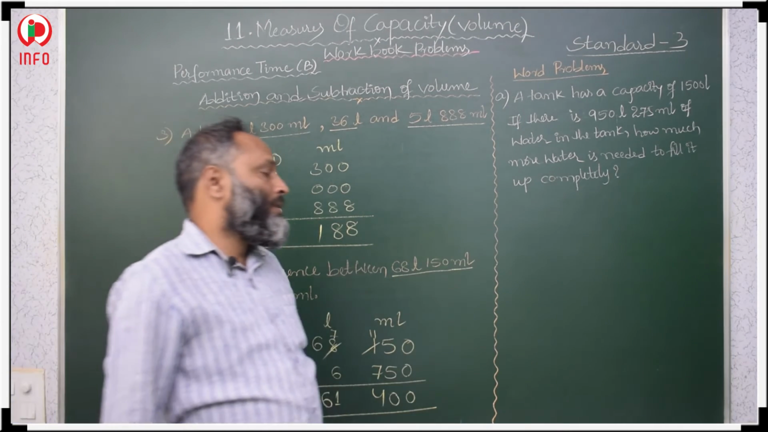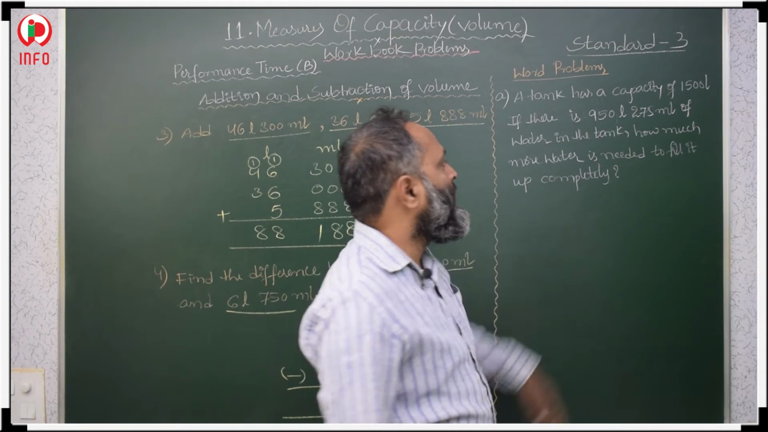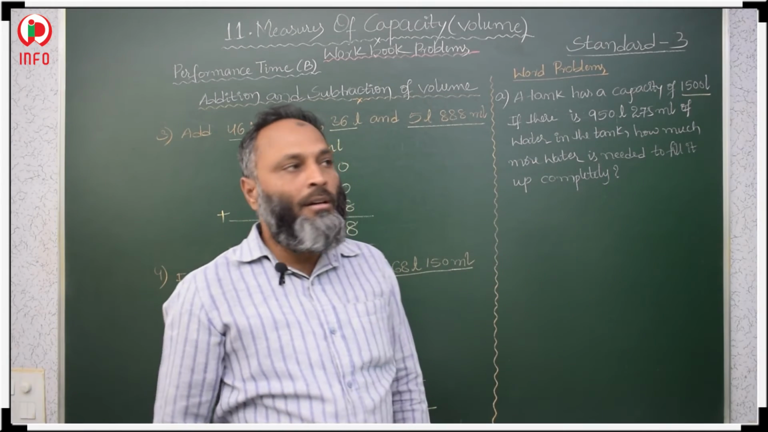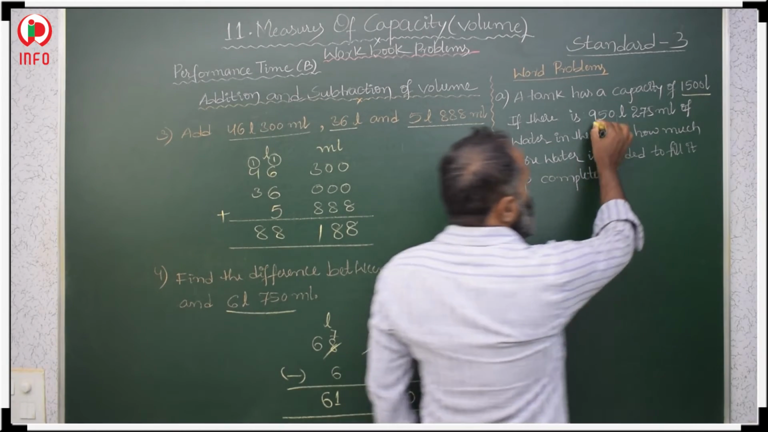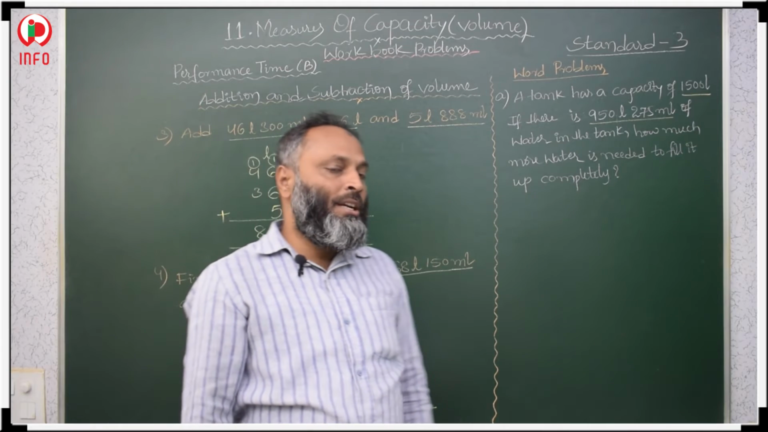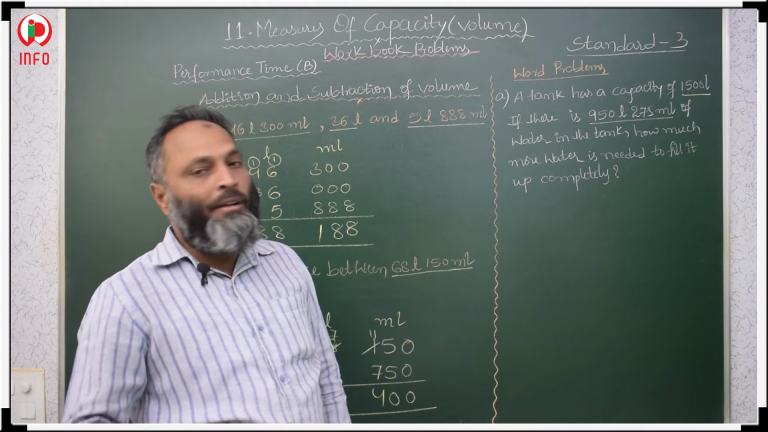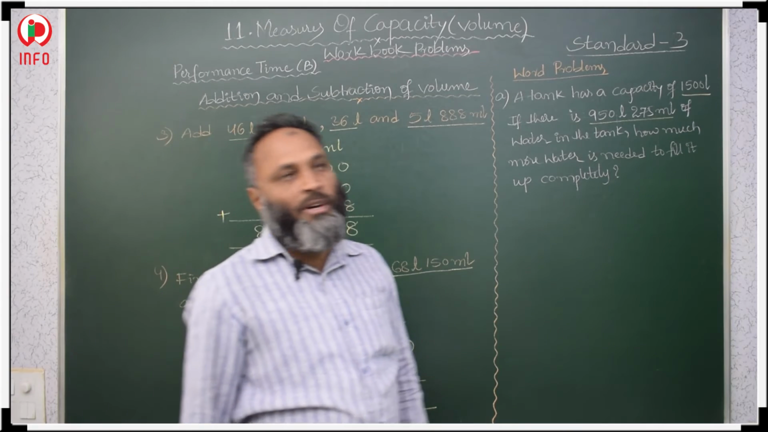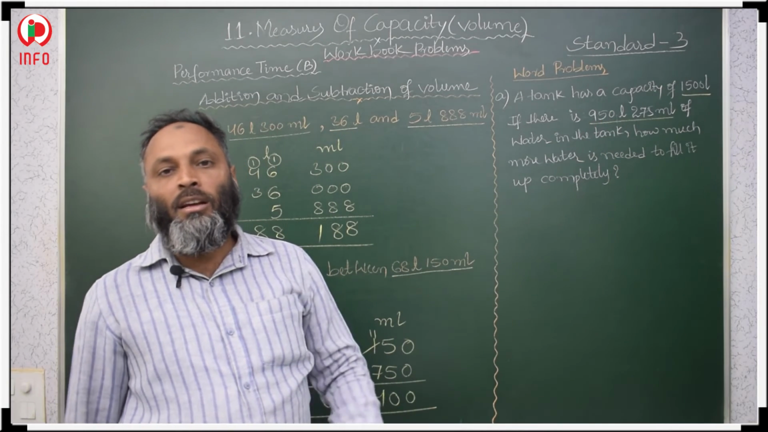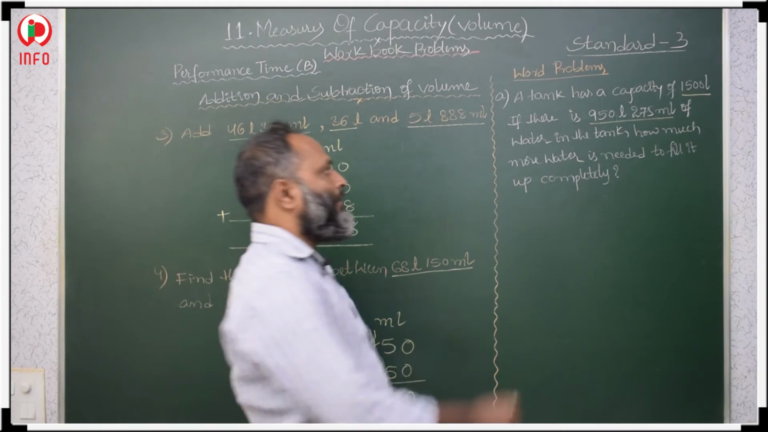Now what problems? So, what is the first word problem given? A tanker has a capacity. Tanker capacity is given 1500 liters, and in that this much water is there already, that is 950 liters 275 milliliters water is there. So then how much more water is needed to fill? How much more means we have to subtract from total capacity how much water is there in the tanker. Then you will get how much more water is needed to fill.